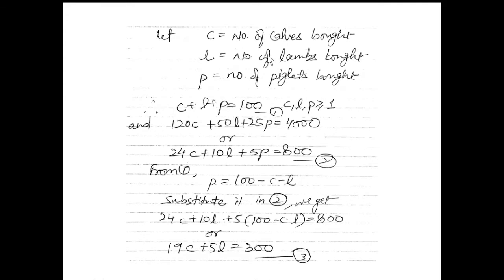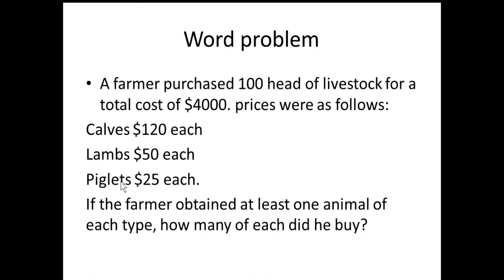So suppose that C is the number of calves, L is the number of lambs, P is the number of piglets bought. And the total number of livestock he has taken is 100. So C plus L plus P is 100, and C, L, P, all these three are greater than or equal to 1 because he has to buy at least one of each. And then next, you have been given the cost.